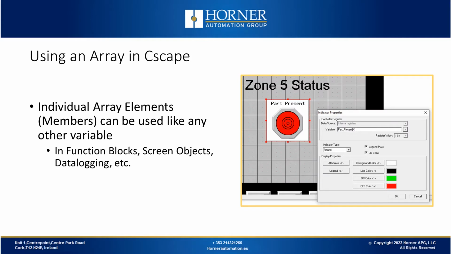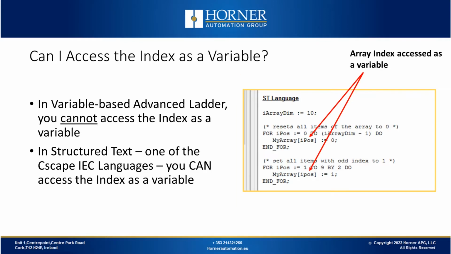Now, once I've created a variable array, how do I use that in Cscape? First, an individual array element works like any variable, which you can tie to function blocks, screen objects, etc. In this example, I've tied this object to the fifth element of that array, that has an index of 4. One question we get quite often is, can I access the index as a separate variable?